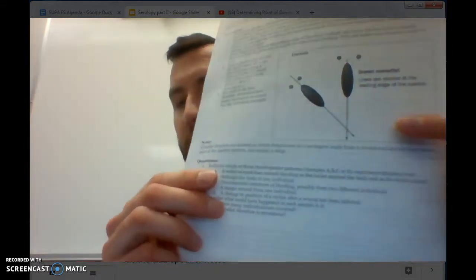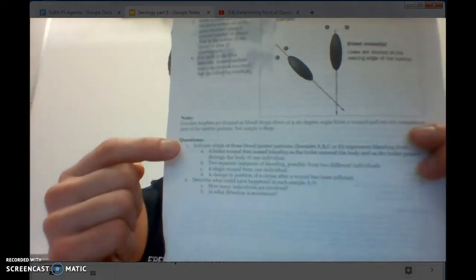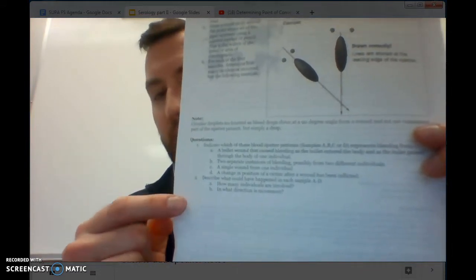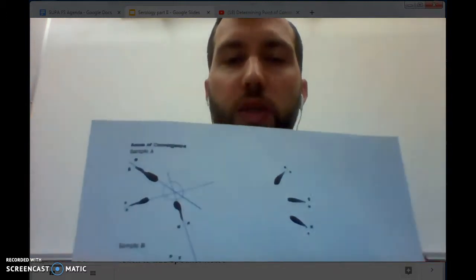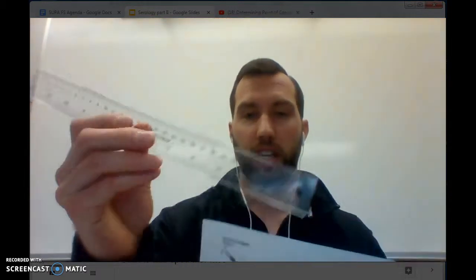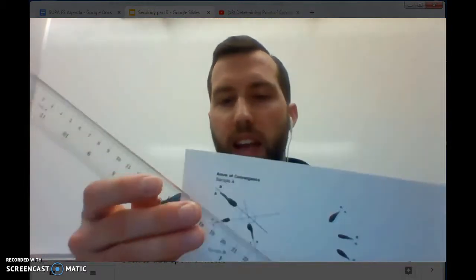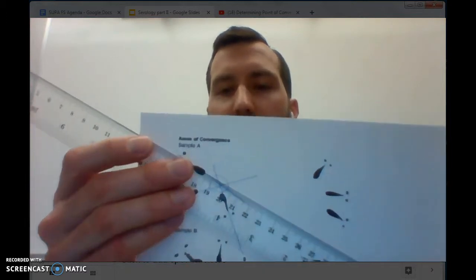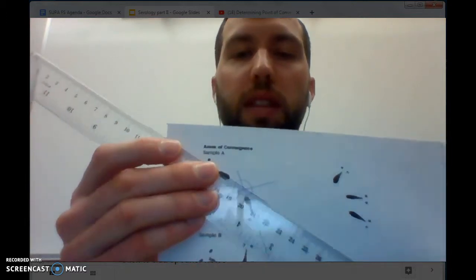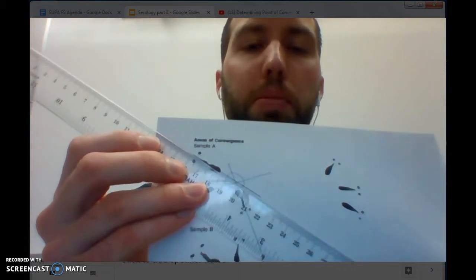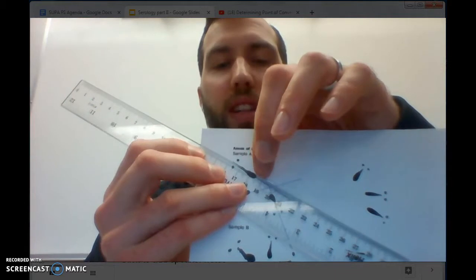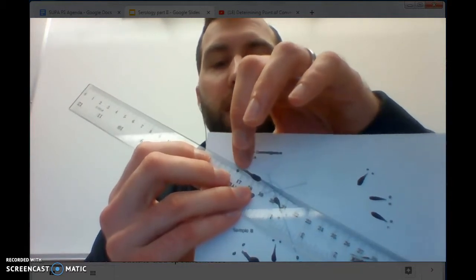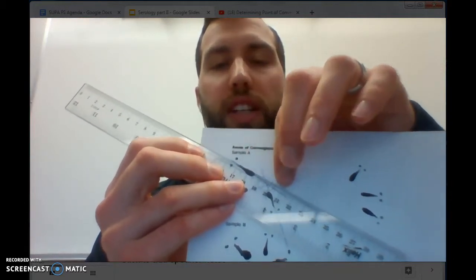Once we draw those lines, we have some scenarios. So down here in these scenarios, we're basically connecting this scenario to the different blood drops. So I've done the first one for you. Basically, I used a ruler, so you need to grab a ruler. And you're going to look at the blood and the tail of the blood drop, and you're going to draw a line through that blood drop.